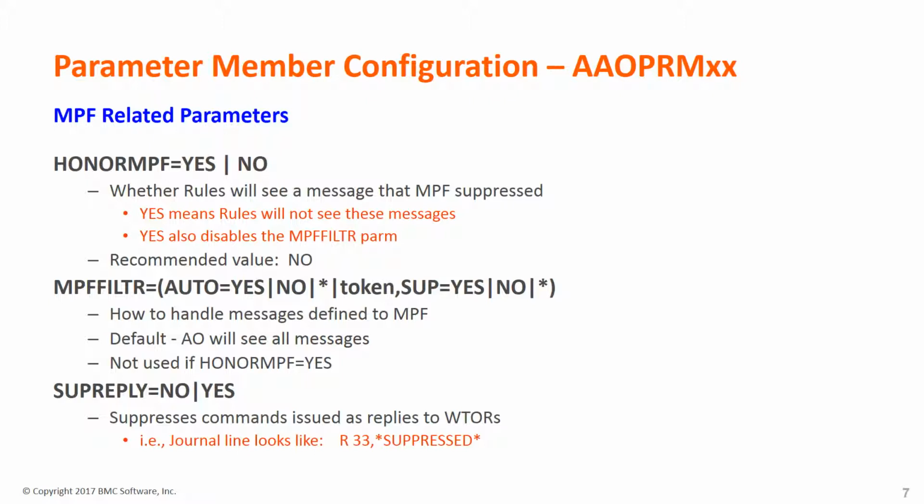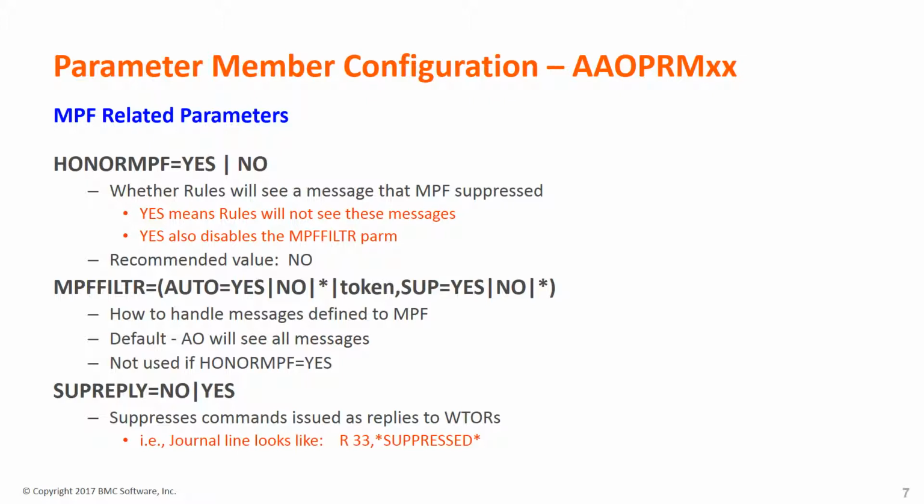AAOPRM also contains some parameters related to MPF processing. Honor MPF equals yes or no indicates whether Auto Operator will see messages that would normally be suppressed by MPF. Our recommendation is to set Honor MPF to no so that Auto Operator does have the opportunity to process all of the messages. The second is the MPF filter, which says how you want to handle the messages if they're being passed to Auto Operator. You want to use the default values for this keyword, and then Auto Operator will see all of the messages and you can perform automation as you see fit.